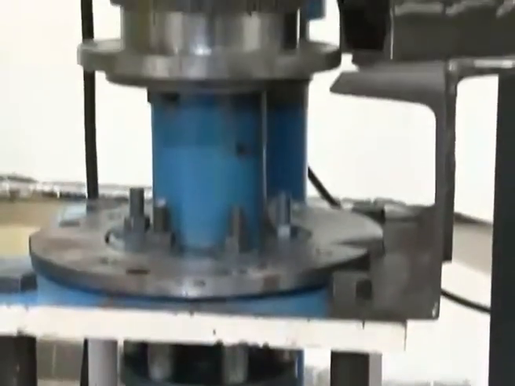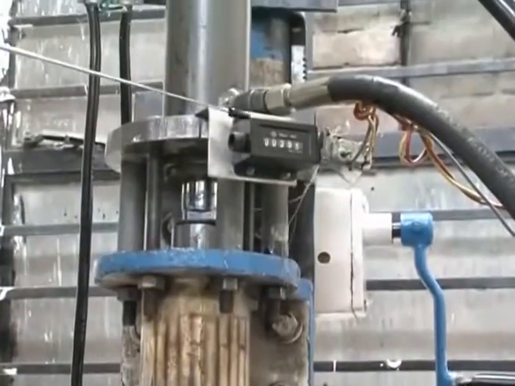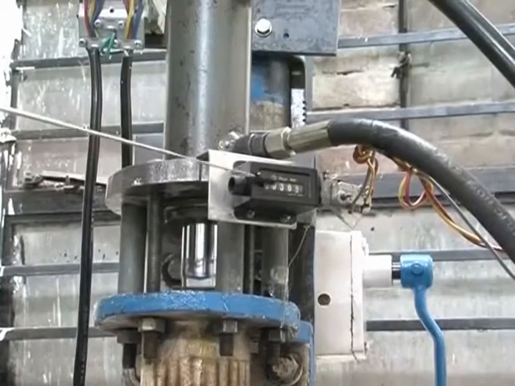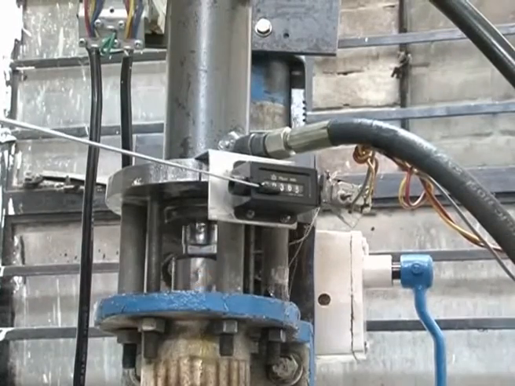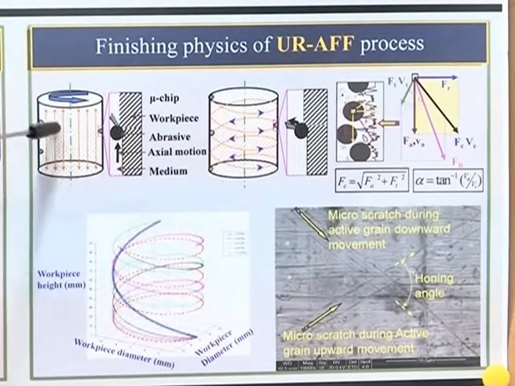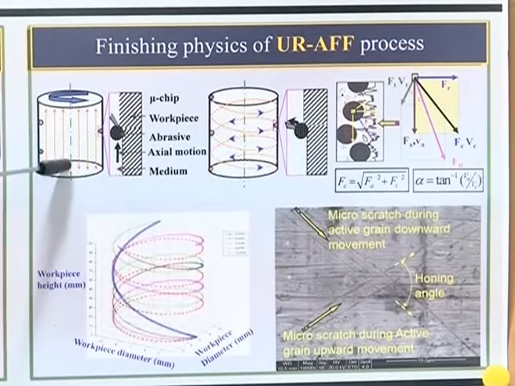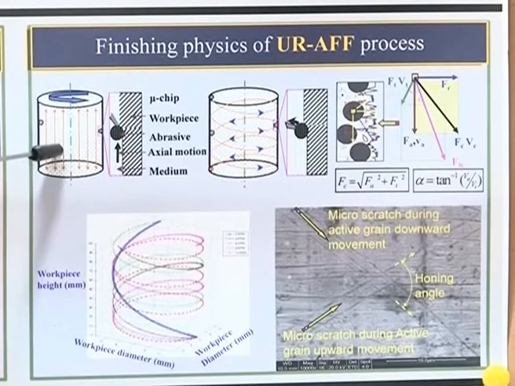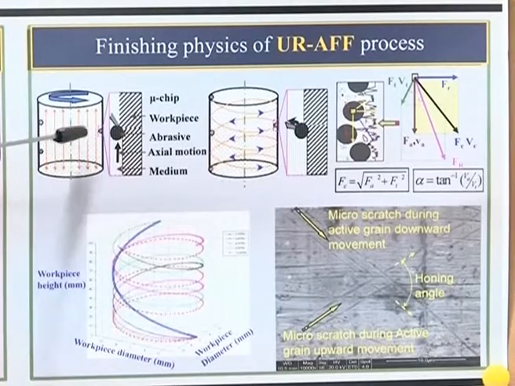The stroke lengths are controlled by the limit switches and the number of cycles is counted in the mechanical counter. In the abrasive flow finishing process, the medium flows from the top medium cylinder to the bottom medium cylinder and bottom medium cylinder to the top medium cylinder. So the medium flows in a shortest straight line path. Because of this, the number of surface peaks encountered by the abrasive particle per stroke is very less.